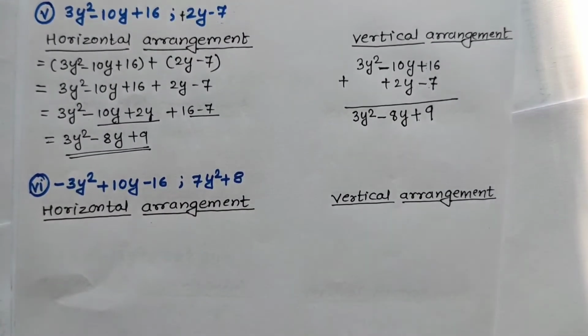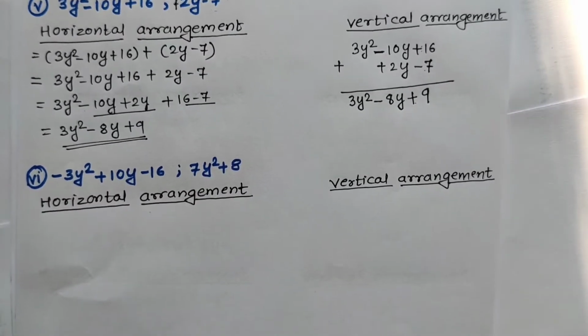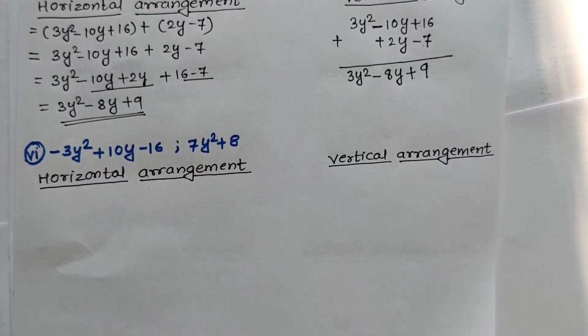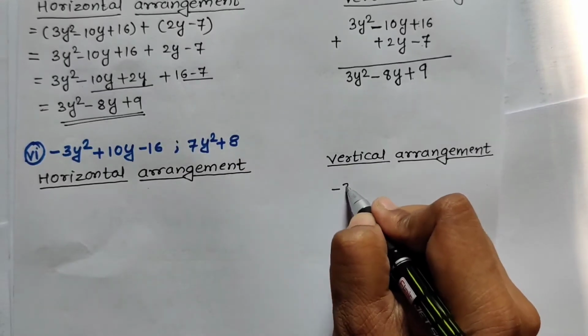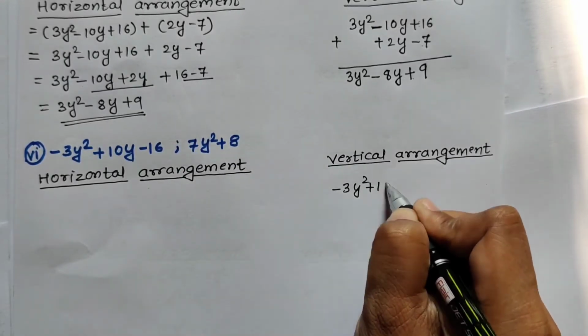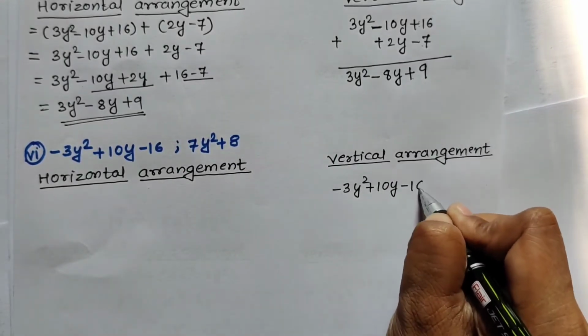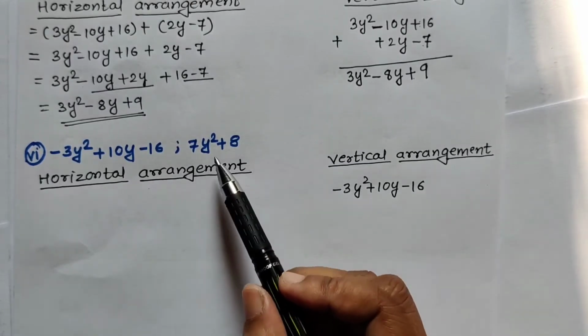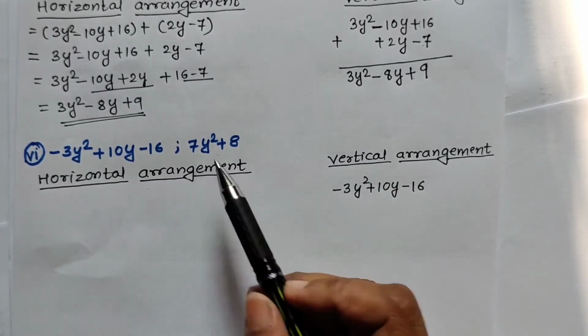Now let's see the last sum. Minus 3y square plus 10y minus 16 I am writing here. Minus 3y square plus 10y minus 16 I have written. Below this I am going to write the second polynomial 7y square.